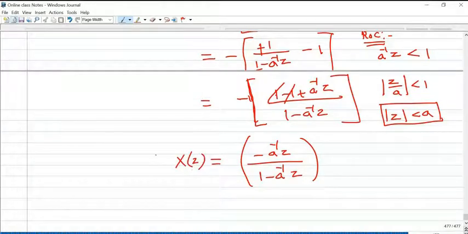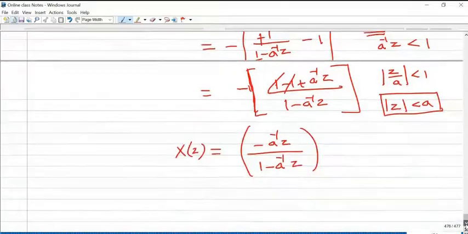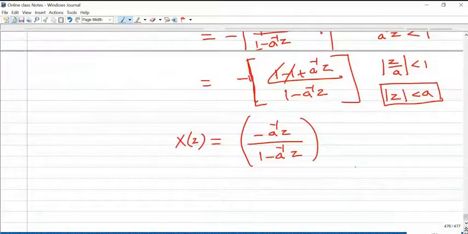And region of convergence, A power n, this particular term, 0 to infinite A power n. Result is 1 divided by 1 minus A. The condition A must be less than 1. So A inverse Z must be less than 1. Okay. Now we have to bring this answer into a standard formula. Because for A power n U of n, we obtain the result Z divided by Z minus A.